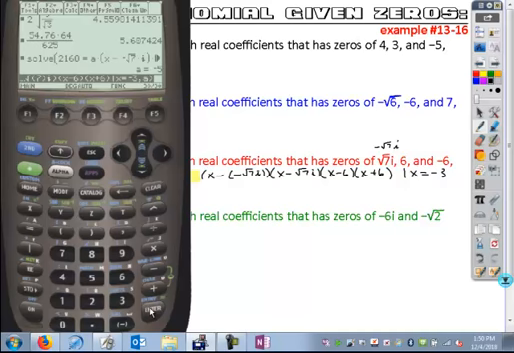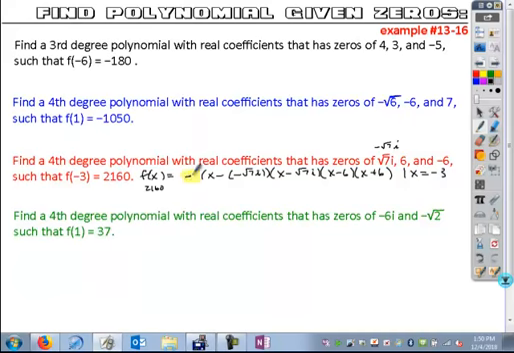It's a coefficient of negative 5. And so I can plug that in right here, and that would be my answer.